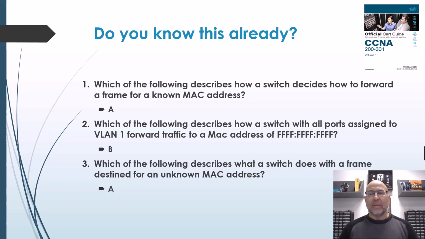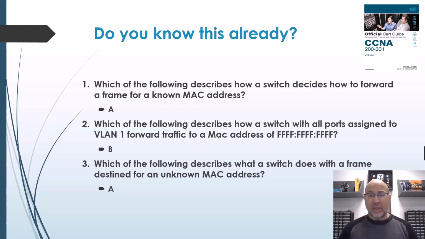So that was A. Which of the following describes how a switch with all ports assigned to VLAN 1 forwards a frame to a MAC address of all Fs? Couple things we got to know in this one. First of all, by default, all ports in a Cisco switch are connected to VLAN 1. So we had to know that. That describes a particular behavior, which means that all ports could reach all other ports. And the minute that we have a frame that's got a destination address of all Fs, that's a broadcast MAC address, then it goes out everywhere except for the port that it came in on.